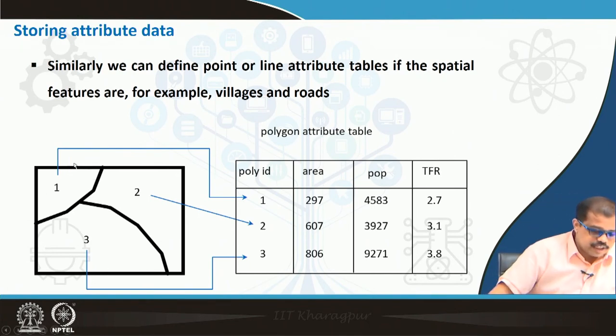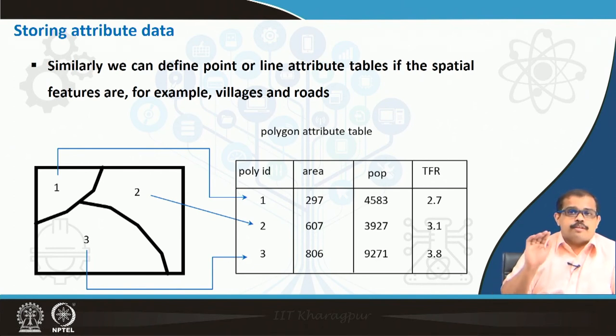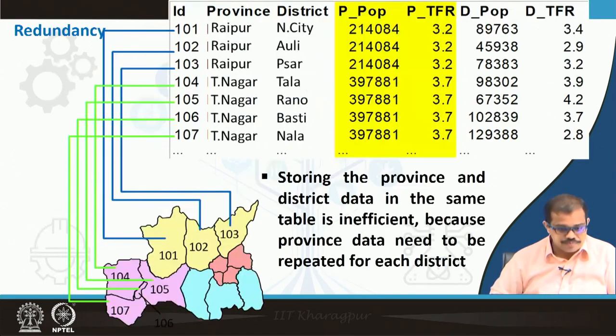For example, let us say this is a polygon, this is another polygon, and this is the third polygon. I am representing the area of these polygons, the population and the TFR. This is nothing but my attribute information. The same ID will have the XY locations of this particular polygon, this XY, this XY, and finally this one. That gives me the entire information about that polygon. So you have geographical information and attribute information also.